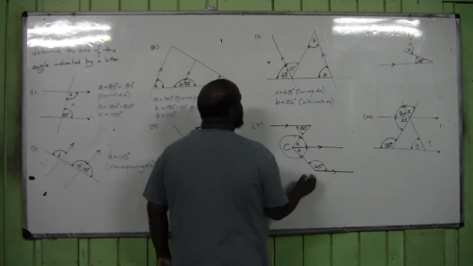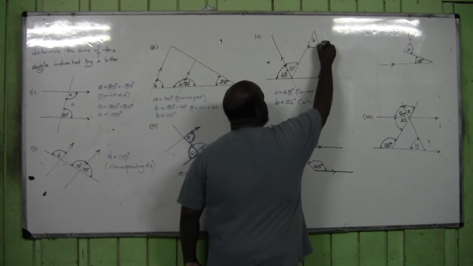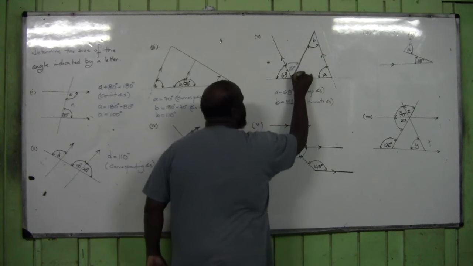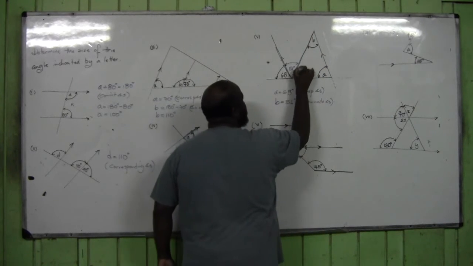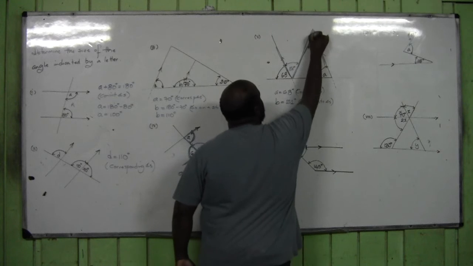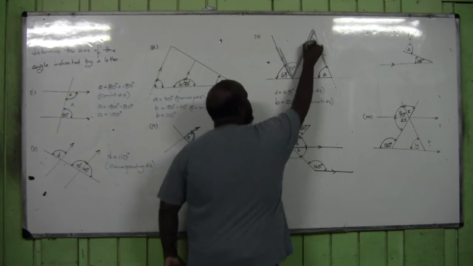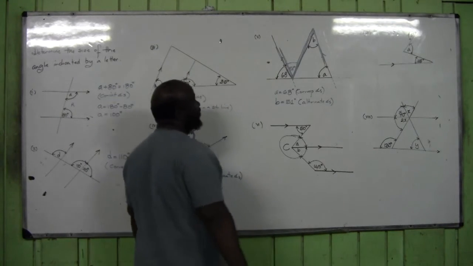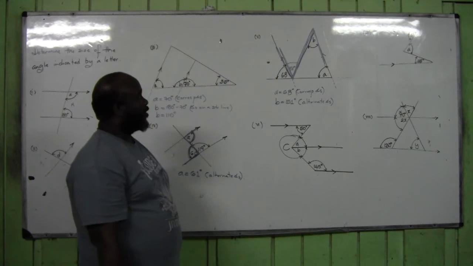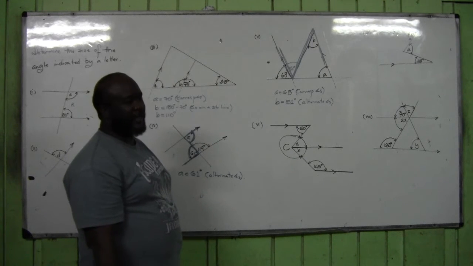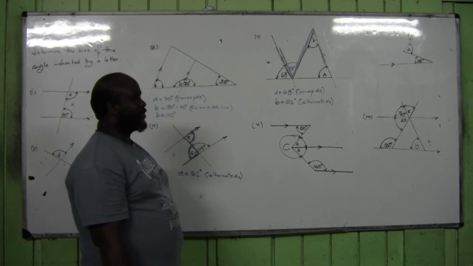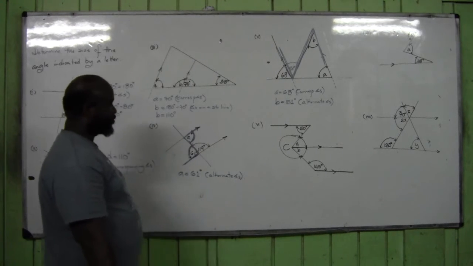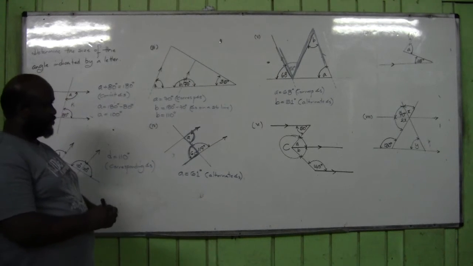Look now, turn your head. It's already big up here. B is equal to 51 degrees. They are what? Alternate angles. So we see that now. We say Z, almost a Z shape.